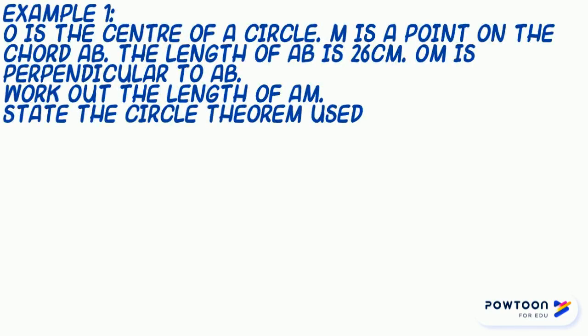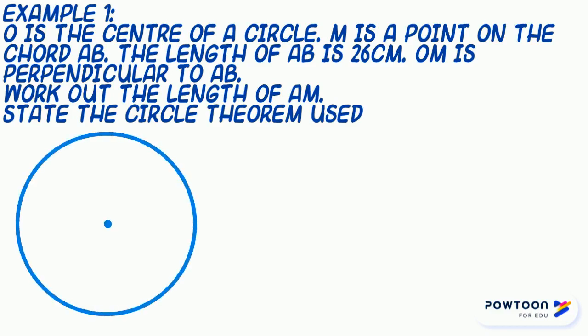Example 1 tells us that we've got a circle with a center named O. M is a point on a chord named AB, and the length of AB is given. The first thing you need to do is to actually draw the diagram. You're given a description of everything, but drawing it will actually bring it together.